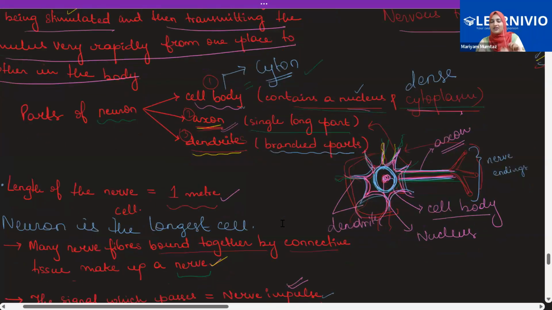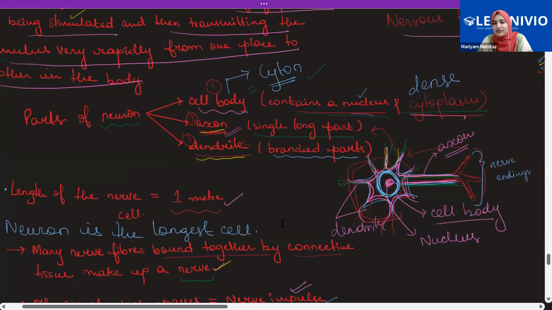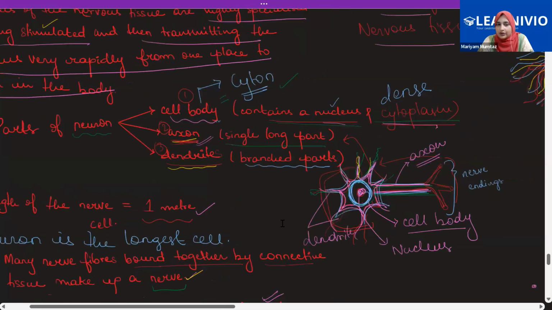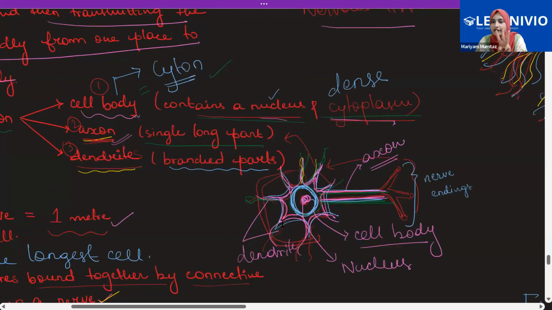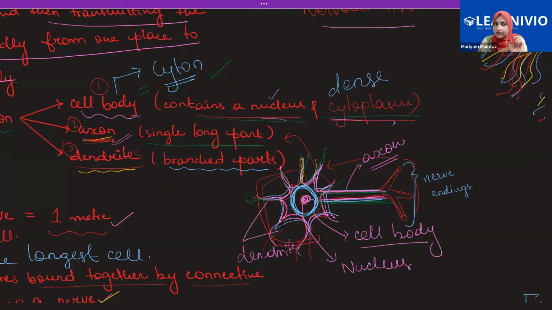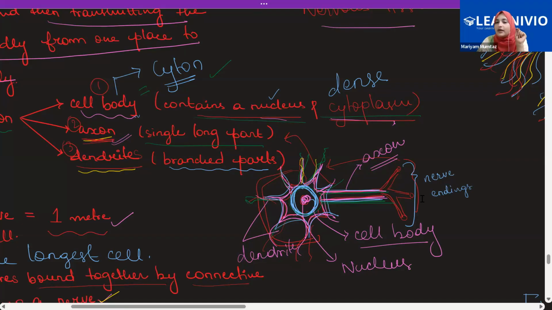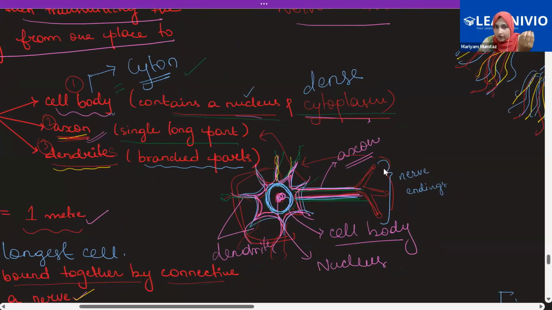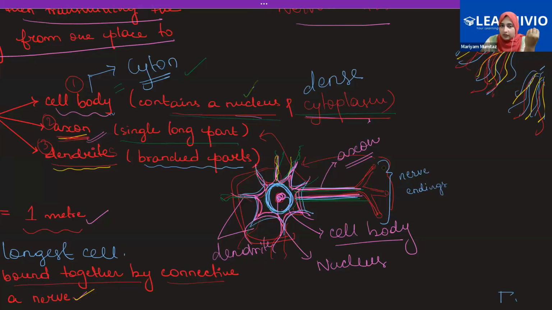Now talking about the different parts of a neuron. Like I told you, the three major parts of a neuron are the cell body, which is also called the cyton, the axon, and the dendrites. The cell body is the main component of the neuron, which contains a nucleus and a dense, meaning thick, cytoplasm.